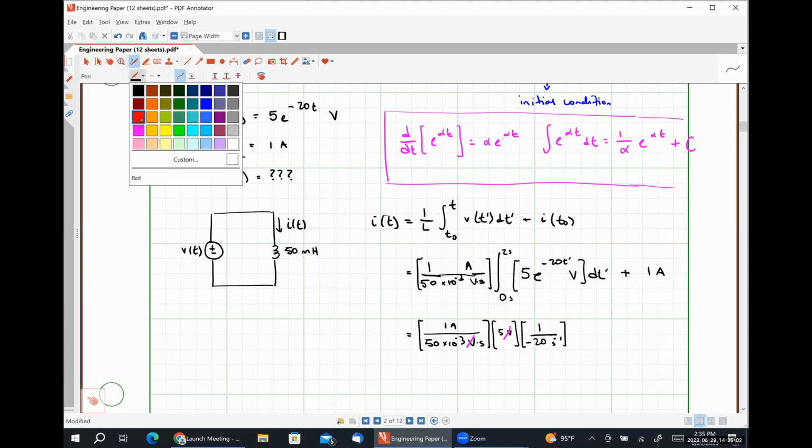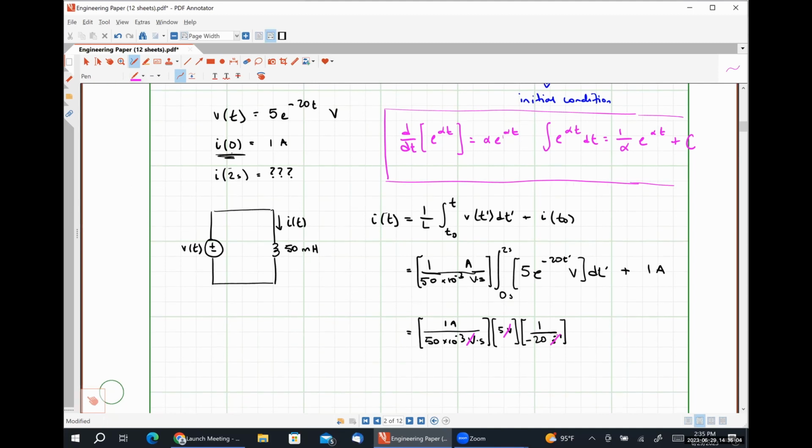And what's going to happen there is that this per second gets multiplied by this second, and we're only left with amps as a unit, which is exactly what we should expect since we're trying to find a current here. So our last part here, at least for the integration, we are going to have e to the negative 20 t prime evaluated at 0 and 2 seconds.